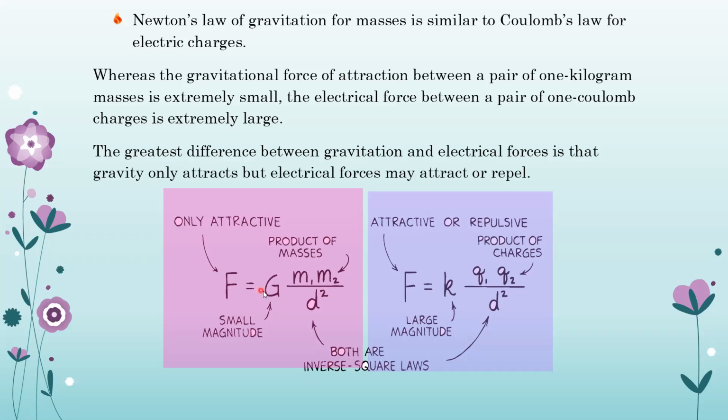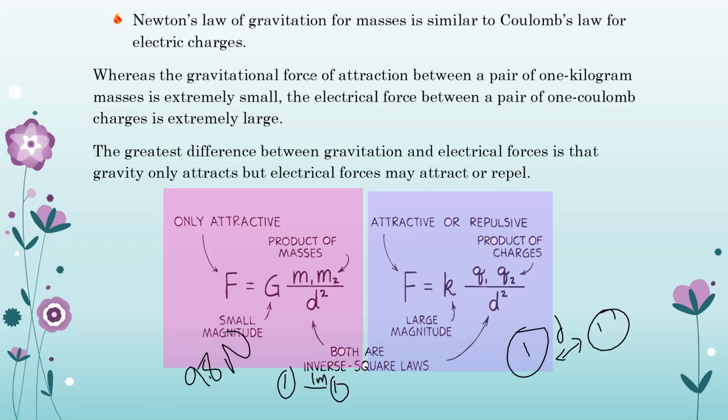Now let's talk about G and K. G is a small magnitude, it's only 9.8. But the constant for Coulomb's law is very big, it's 9 billion. Here it's only 9, here it's 9 billion. So if you take masses of 1 kilogram with a distance of 1 meter, you will find that the force between them is only 9.8 newtons. But for the second one, if you have 1 Coulomb with a distance of 1 meter between them, you will find the force is 9 billion newtons.